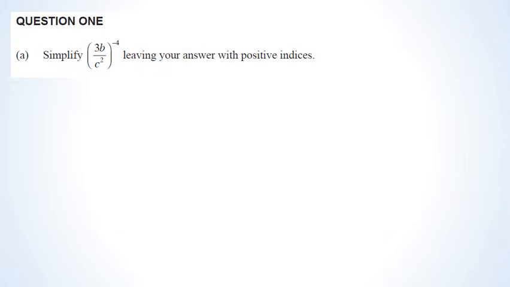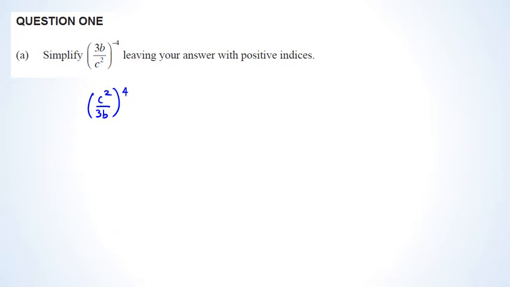Starting with question 1. You've basically been asked to simplify this, leaving your answer with positive indices. Now, even if you had done just one step here, I told you guys this is a merit question, but if you had just done this, where you say c squared divided by 3b equals to positive 4, you're kind of starting to go towards an achieved grade.